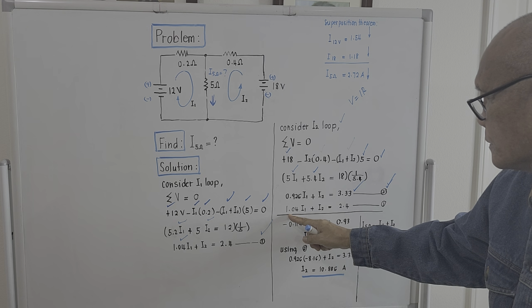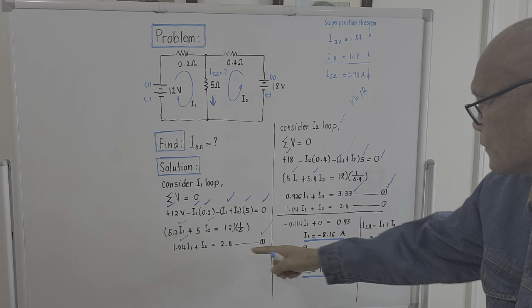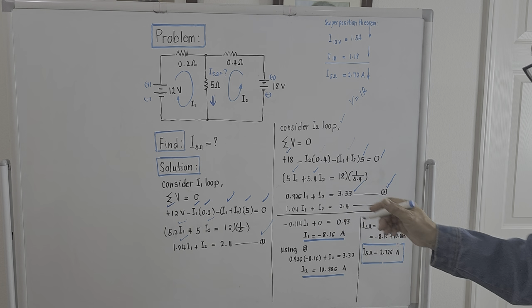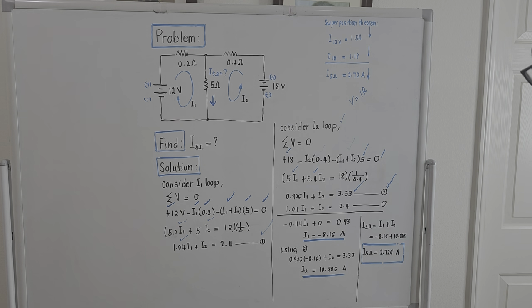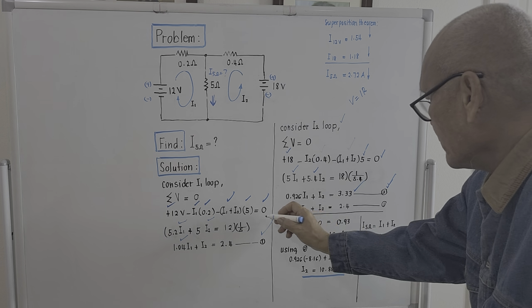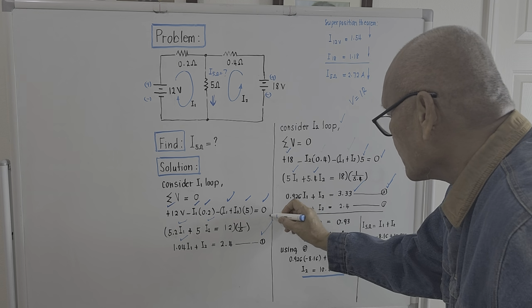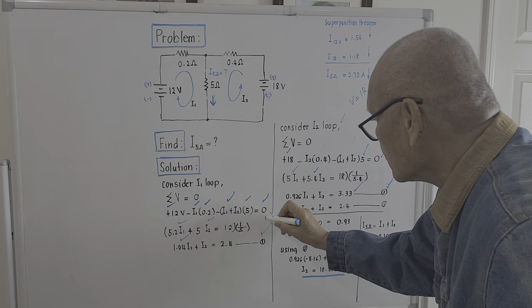1.04 I sub 1 plus I sub 2 equal to 2.4. I'm following this. Again, I write it underneath because I would like to perform the operation subtraction. Okay, so I will place this horizontal line here. Then I will try to perform the operation subtraction.